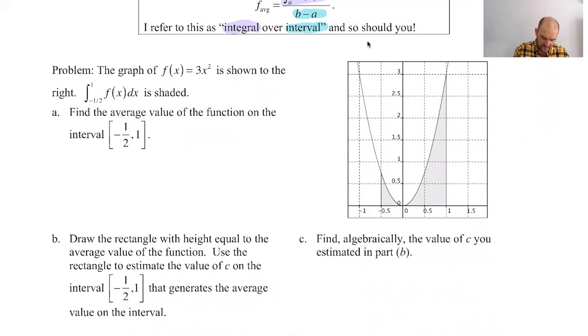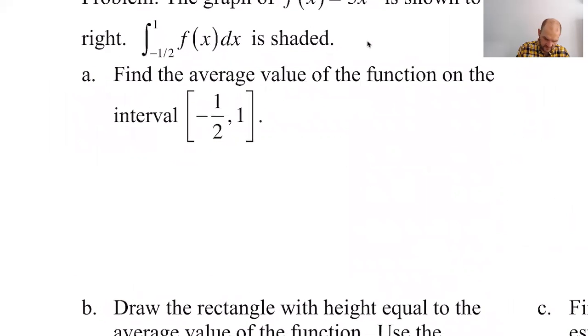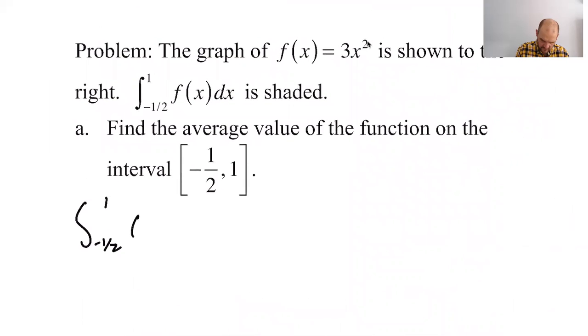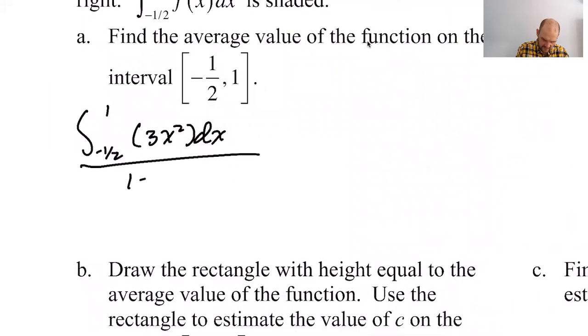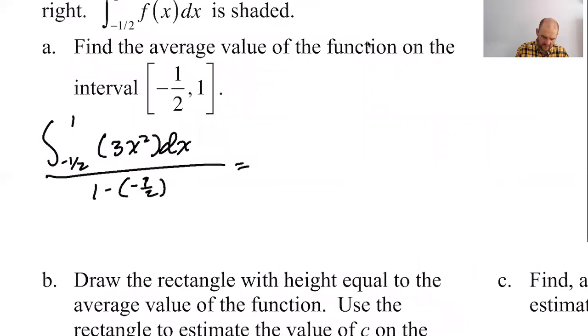So what we're going to do is the integral divided by the interval. So we're going to do the integral from -1/2 to 1 of, what is our function? 3x squared. And we're going to divide by 1 minus -1/2. That's hard to do the math there. So 1 minus -1/2 is 3/2, and then the reciprocal of that is 2/3. So I'm going to get 2/3. This 2/3 is just this simplified. And then we'll have x cubed from -1/2 to 1. So it's going to be 2/3.